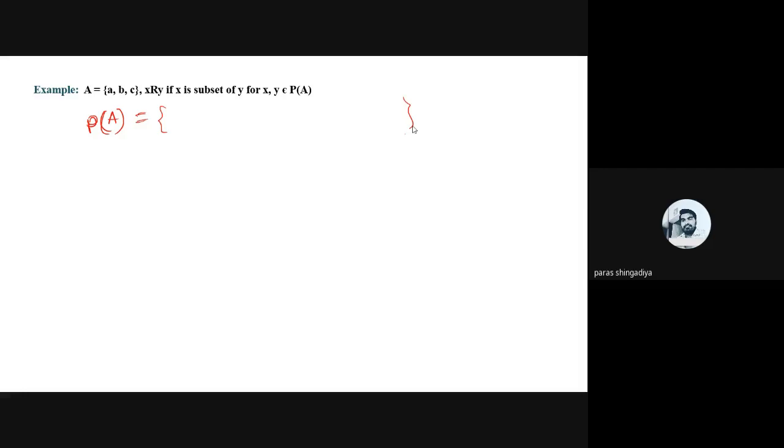It will be the subsets of A. Yes. So P of A can be defined as: first, the empty set is a subset of A, and after that, the singleton {A} is a subset of {A, B, C}. Then after that the pairs of two elements {A, B}, then {B, C}, and then {C, A}, and finally A itself is also a subset. So the collection of all possible subsets of the given set A is called P of A.